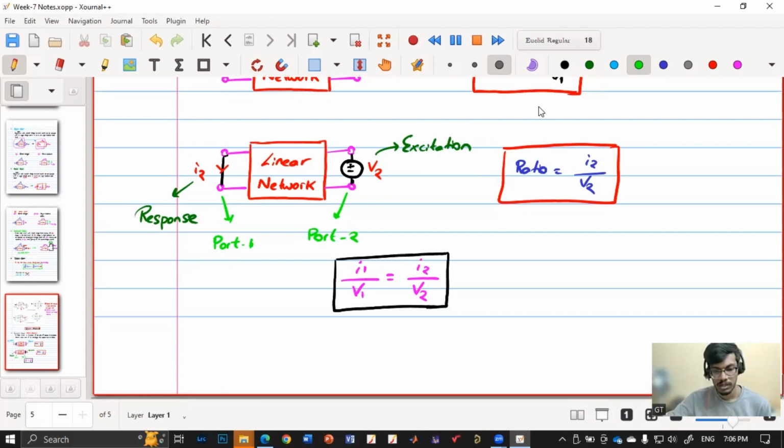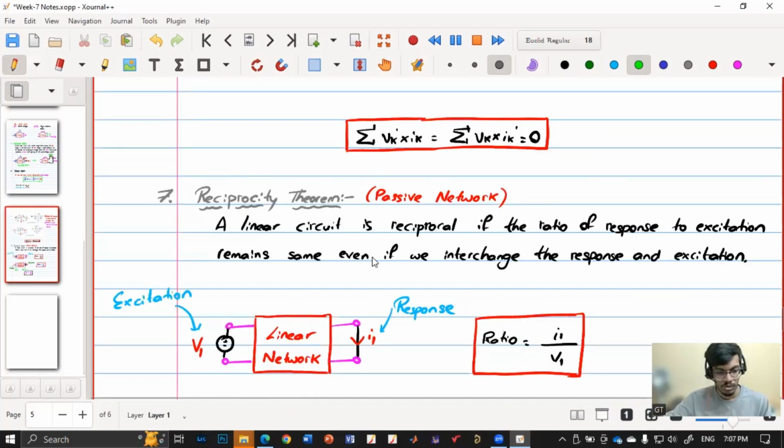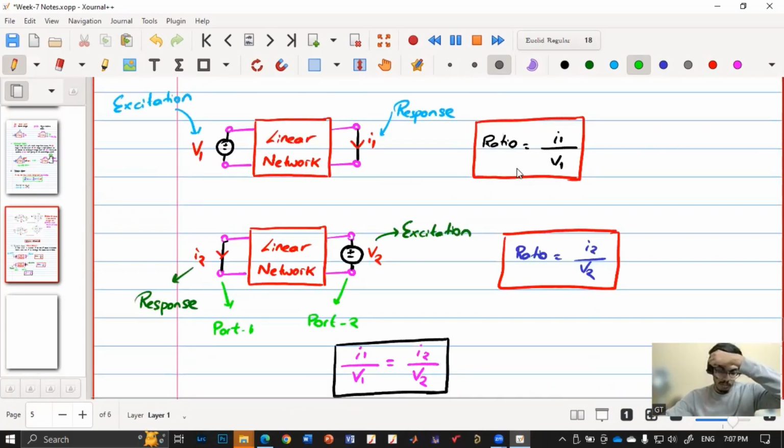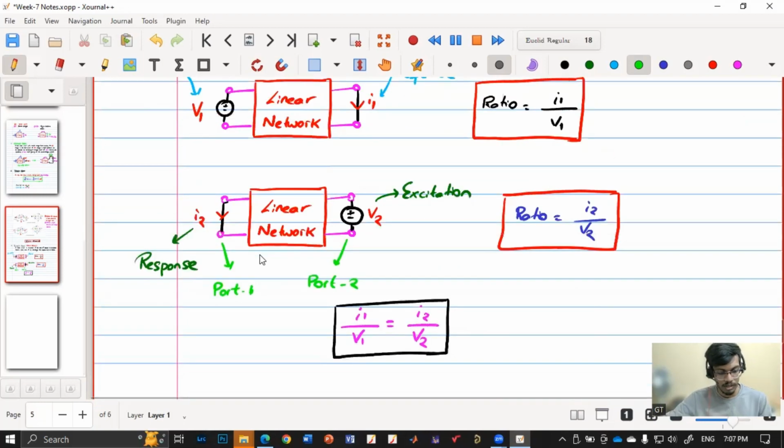So the reciprocity theorem is quite simple and straightforward. In a linear circuit, if it is reciprocal, the ratio remains the same. The ratio of response to the excitation remains the same even if you interchange their location. So that is the end of the theorems.